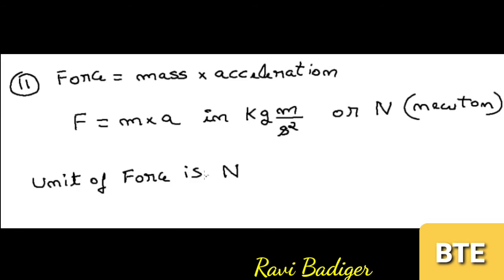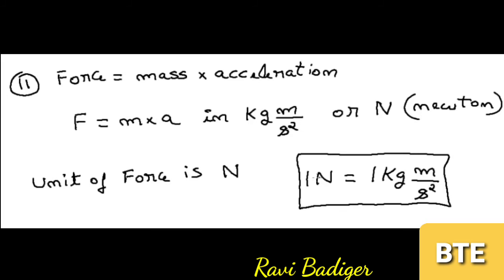1 Newton is the force which, when acted on a mass of 1 kg, will make it travel with a uniform acceleration of 1 meter per second square. By this definition, we can write 1 Newton is equal to 1 kg meter per second square.